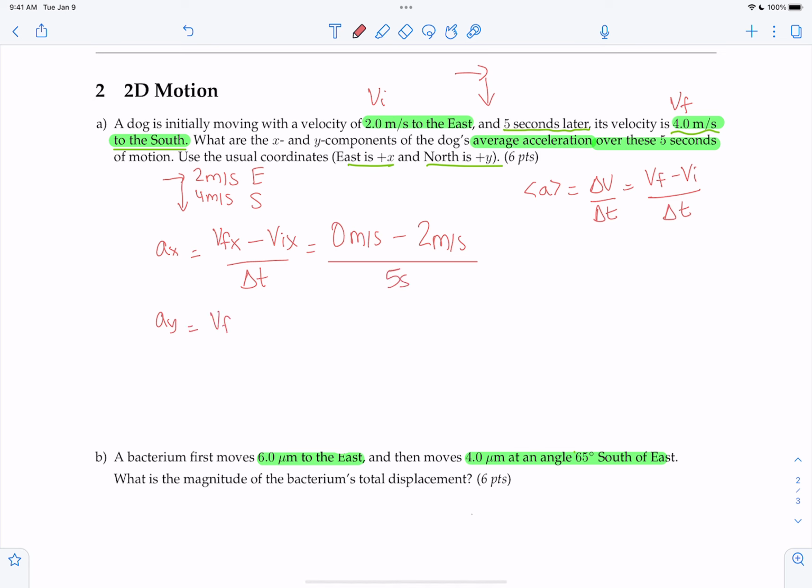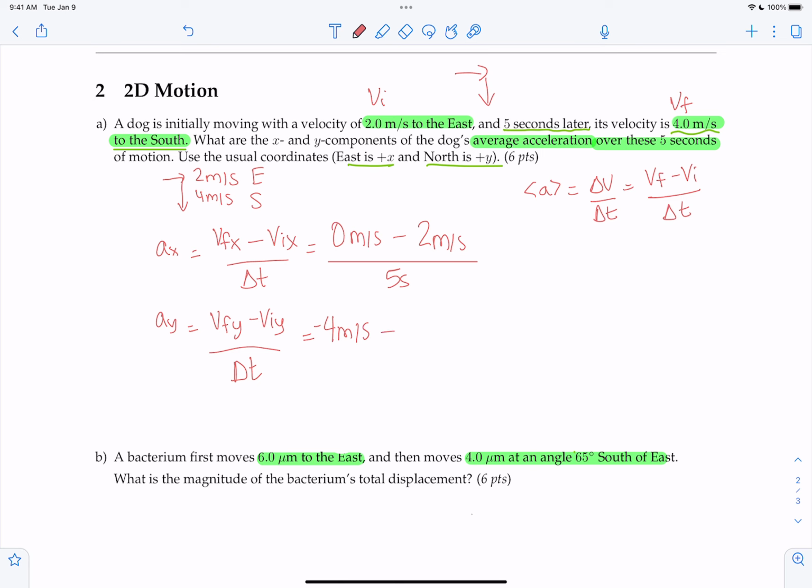And then this is VFY minus VIY again over delta t. Now, do we have the final component to our velocity in the y direction? Four, right? Excellent. So we're moving 4 meters per second south, and we have to add a negative to our VFY, negative 4 meters per second, because south is negative y. If we're moving south, we're moving in the negative y direction.